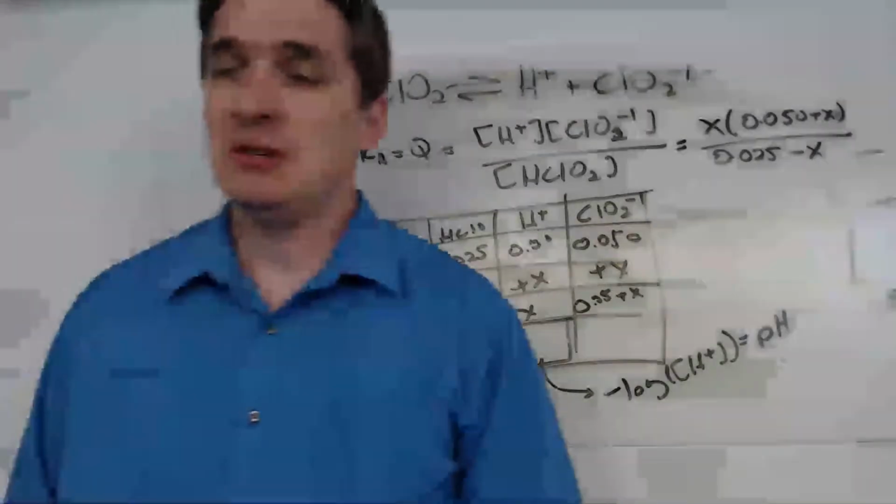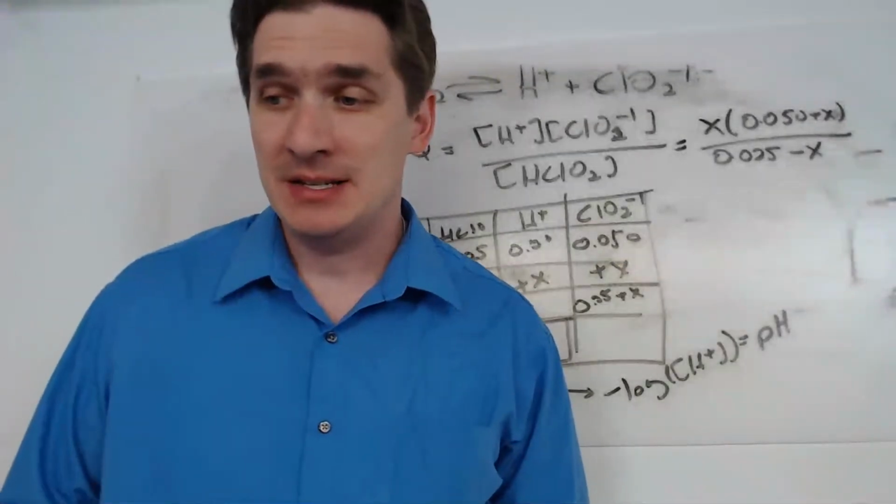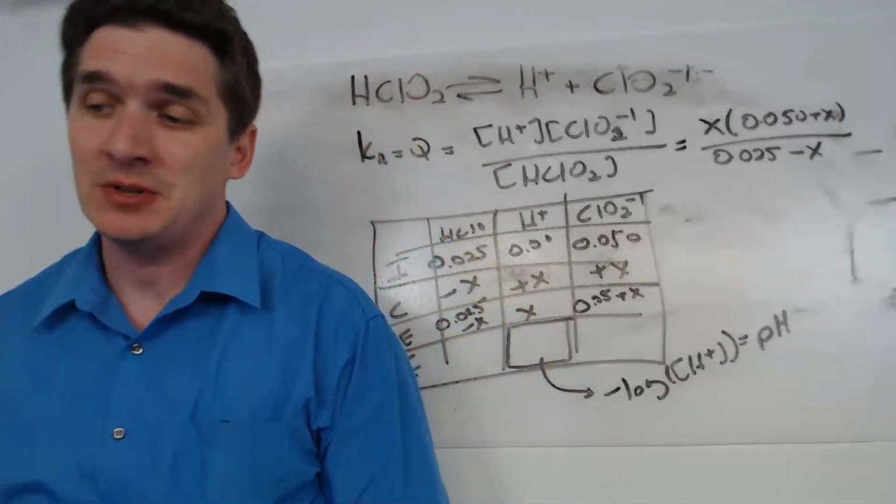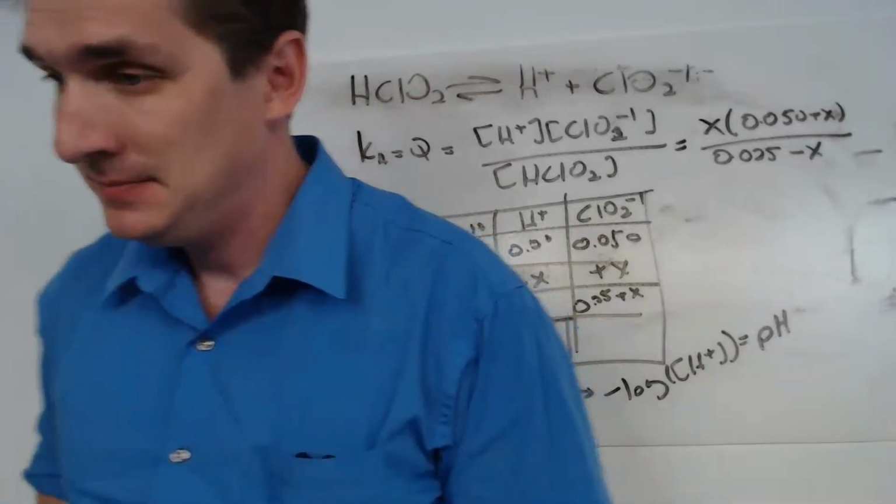Now, the advice I give students with a lot of these problems: make sure your answer makes sense. When you find your pH, it's an acidic solution, so the pH should be less than 7.